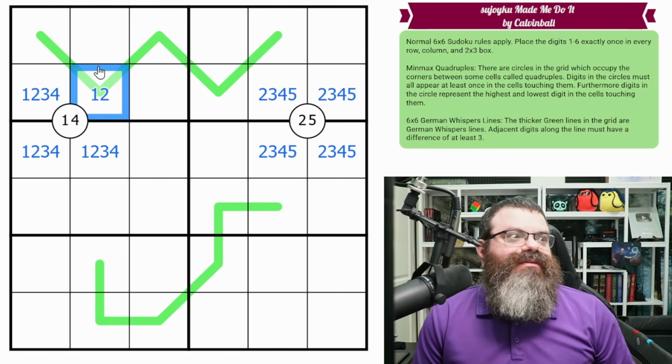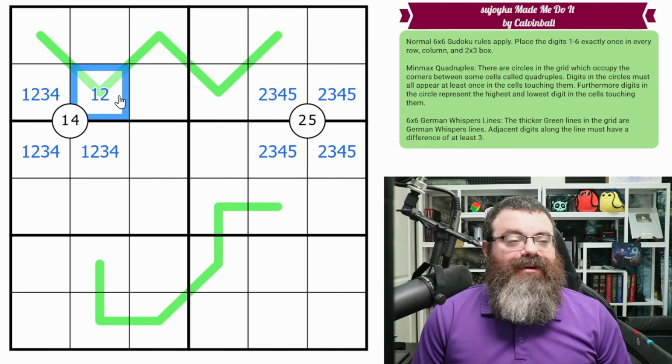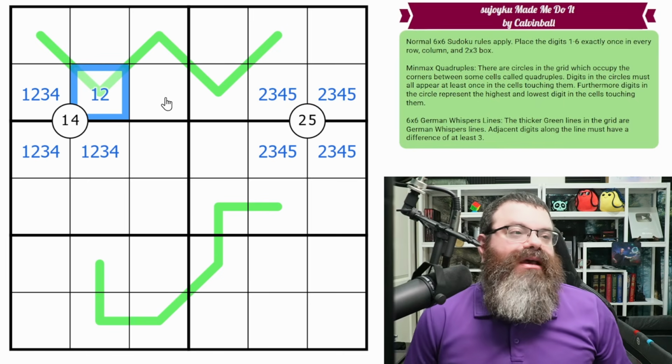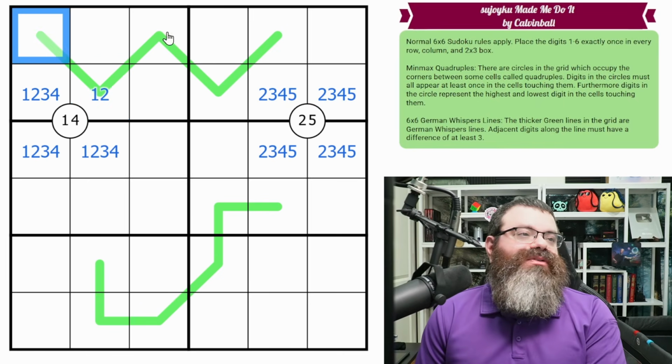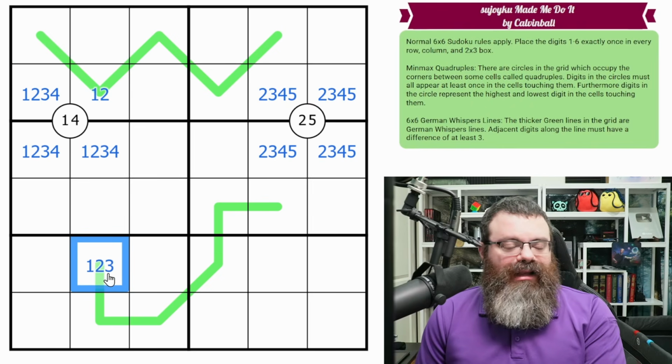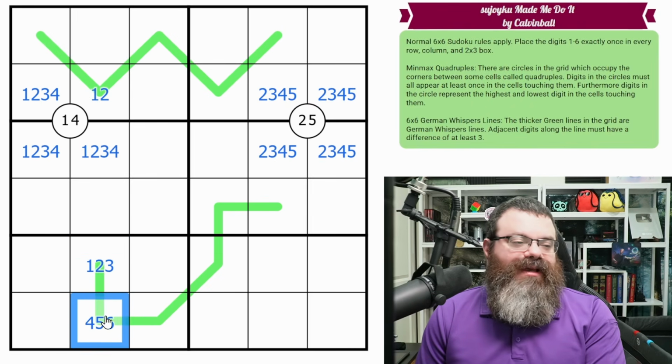So 1 or 2 here. So we're gonna talk about another property of German whispers that's interesting, which is that they always alternate low, high, low, high, low, high. Now what's low? Low is 1, 2, 3. I'm just gonna use this one for an example. Low is 1, 2, 3, and high is 4, 5, 6.